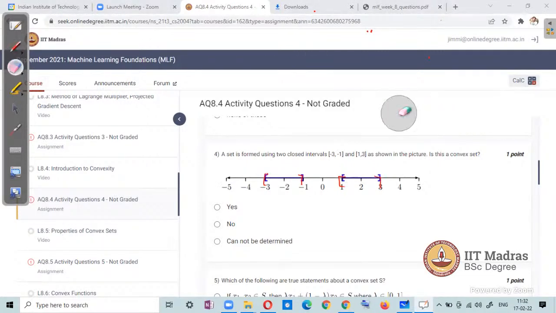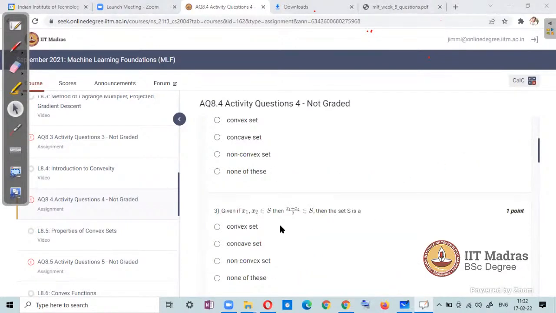Sir, in the previous question you said that if (x1 + x2)/2 belongs to the convex set, it doesn't always mean that all of them belong to the convex set. Yes, sir, I also think that is true, but the answer gives convex set only.